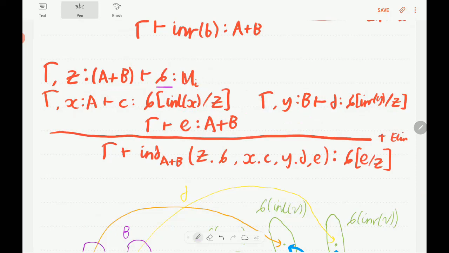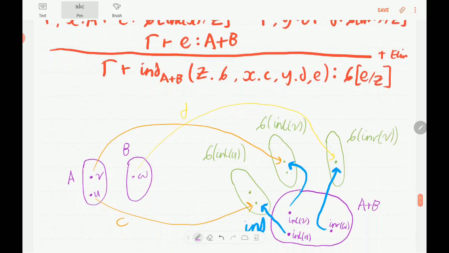It's basically saying that if we have this type family zeta and we have these functions C and D, and we have a value E of type A plus B, then we have this function, which we call ind of A plus B, and that takes our zeta and our C and our D, and these things have these variables bound to them. So again, this notation means that Z is bound to zeta in this expression, and X is bound to C, and Y is bound to D. And the real input here is E, that's the value of type A plus B, and this induction function, whatever we want to call it, operates and gives us a value back in zeta of Z.